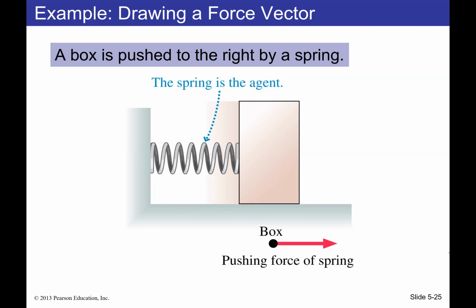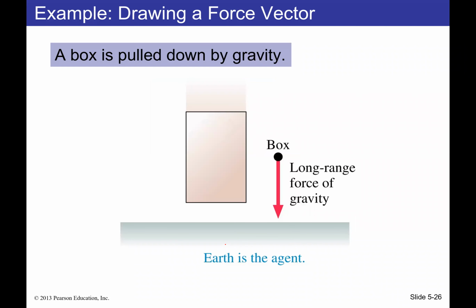That means now the spring is the agent. Still, the box as a particle has a force acting on it to the right because the spring is pushing it to the right. So that force has to be drawn in the direction in which the force is acting, which is to the right.